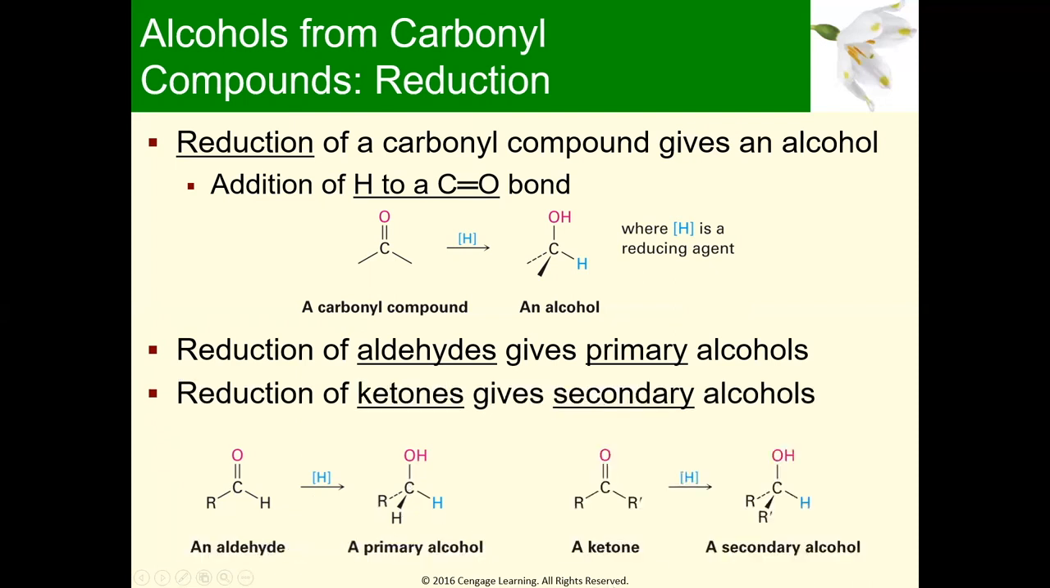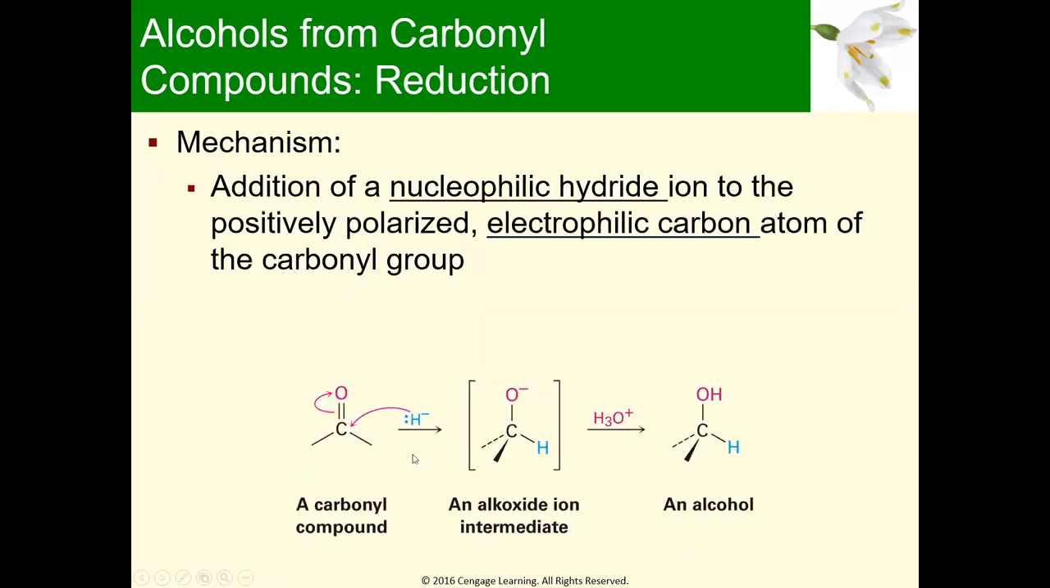And if we reduce a ketone, then we get a secondary alcohol. Once again, the hydrogen goes on the carbon from the reducing agent, and then later on, we'll add a hydrogen to that oxygen to give us the alcohol functional group. In this case, that is on a secondary carbon because this carbon is connected to two other R groups, two other carbons. Again, the mechanism is that you have the nucleophilic hydride from the reducing agent, like sodium borohydride, like we did in the lab.